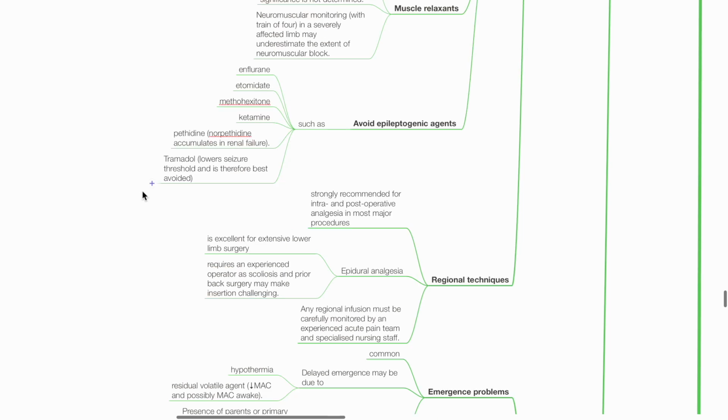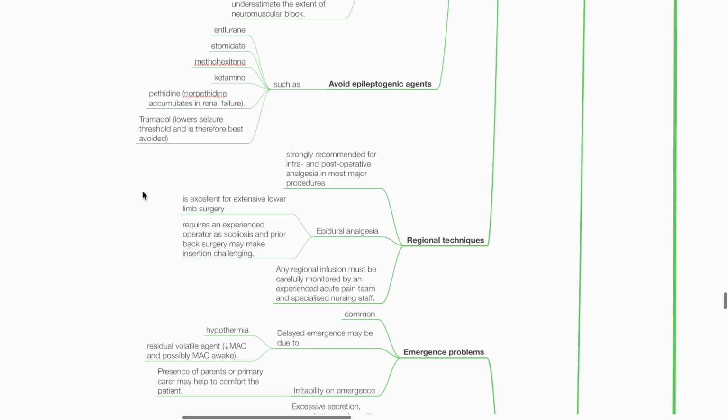Regional techniques are strongly recommended for intra and post-op pain control. Epidural analgesia is excellent for extensive lower limb surgery, however requires experienced operator as scoliosis and prior back surgery may make epidural analgesia challenging. Any regional infusion must be carefully monitored to avoid LA toxicity.